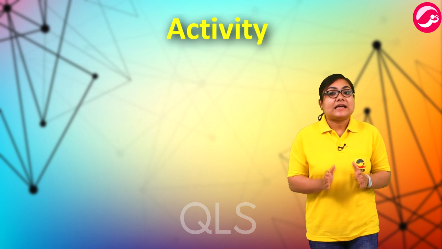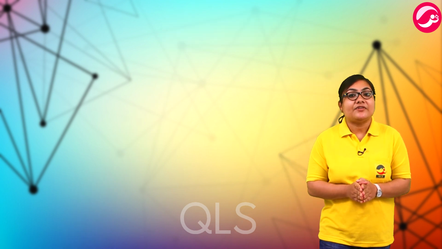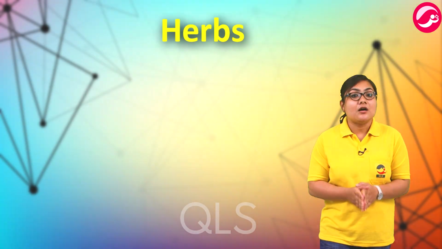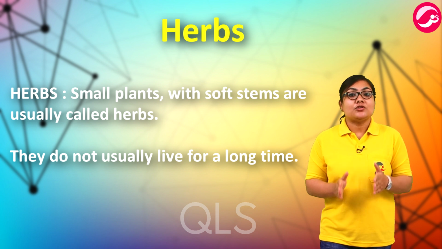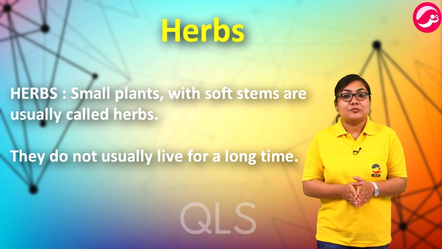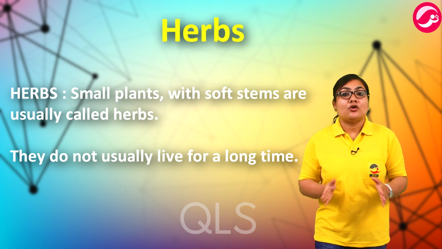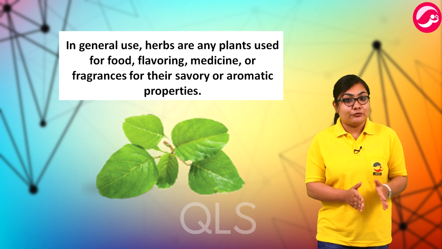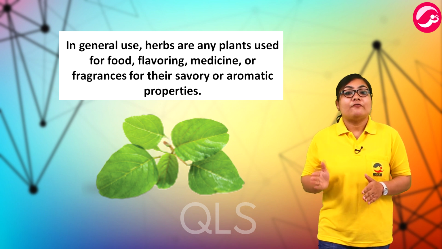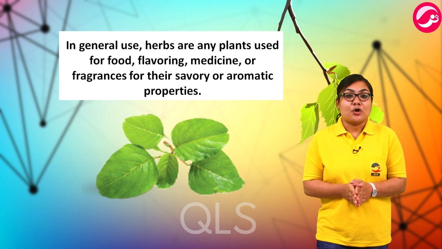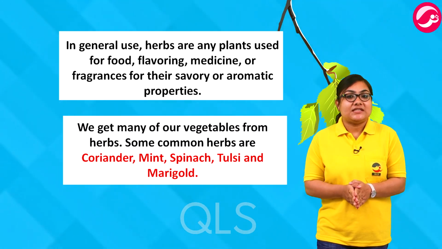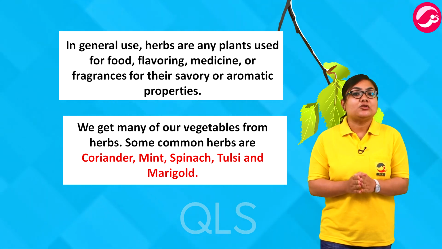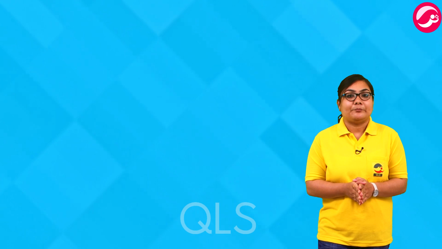Now based on these characteristics, most plants can be classified in mainly three categories: herbs, shrubs and trees. First is the herbs. Small plants with soft stems are usually called herbs. They do not usually live for a long time. In general use, herbs are any plants used for food, flavoring, medicine or fragrance for their savory or aromatic properties. We get many of our vegetables from herbs. Some examples of herbs include coriander, mint, spinach, tulsi and marigold.